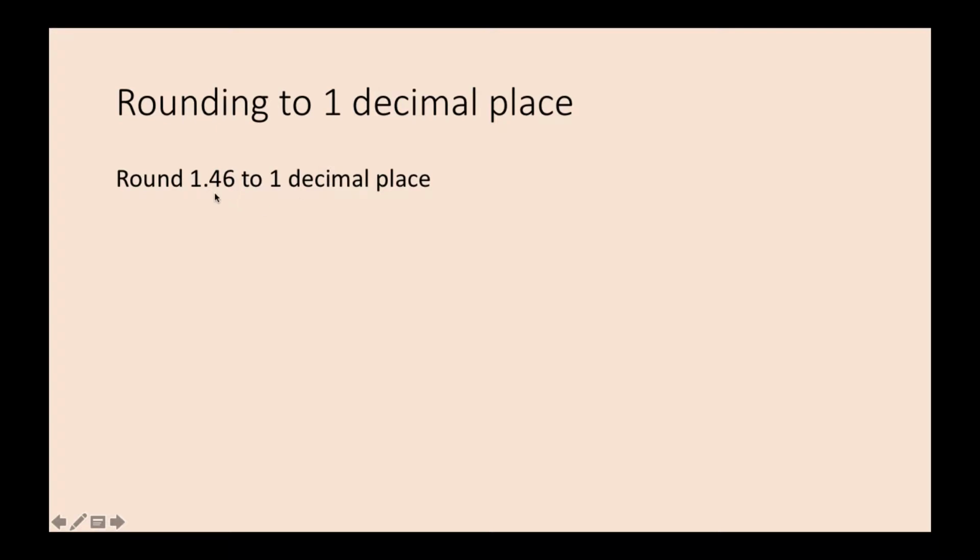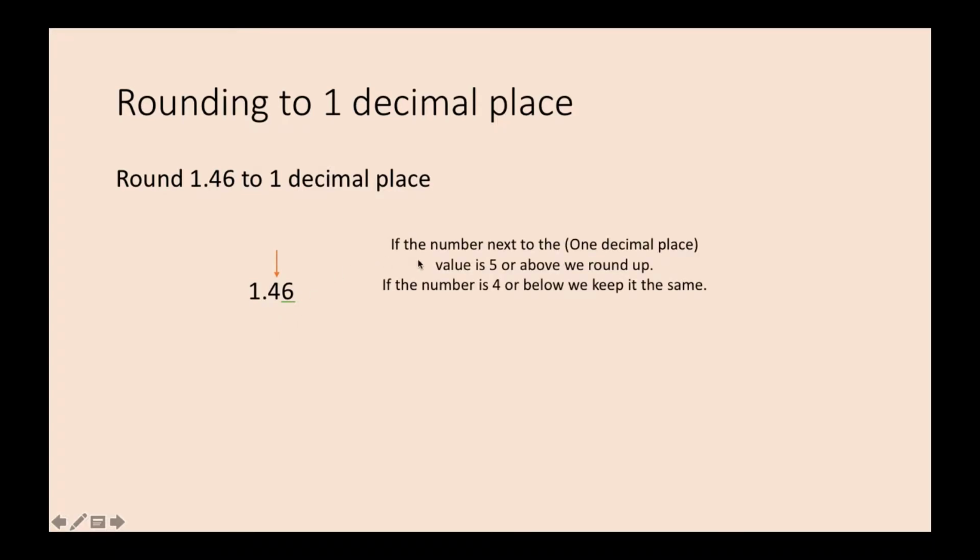1 decimal place means I only want one number after the decimal point, which means I want to keep a number here. So if I want to keep this number here, I have to look at the number next to it, to decide whether that number stays as a 4 or whether it changes to a 5. If the number next to this 4 is 5 or above, we must round this number up, because we only want 1 decimal place. So this is the number we're going to either keep or change. The rest will go away.